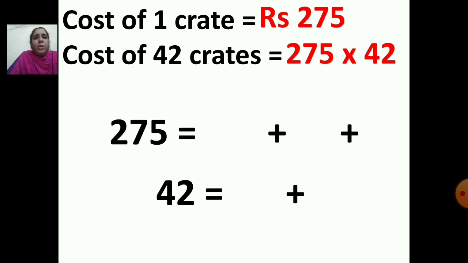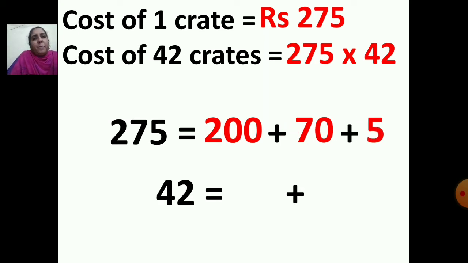Now we are going to do this sum with the lattice method, right? For multiplication by the lattice method, first you have to take the numbers and show the breakup, then only you can multiply, right? So we will take one number, 275. We have to show the breakup of 275 first. Now 2 is in hundreds place, so what will you write? 200 plus, now 7 is in tens place, 70 plus 5 is in units place, 5. Now we will show the breakup of 42. So 4 is in tens place. What will you write? 40 plus 2 is in units place, 2.